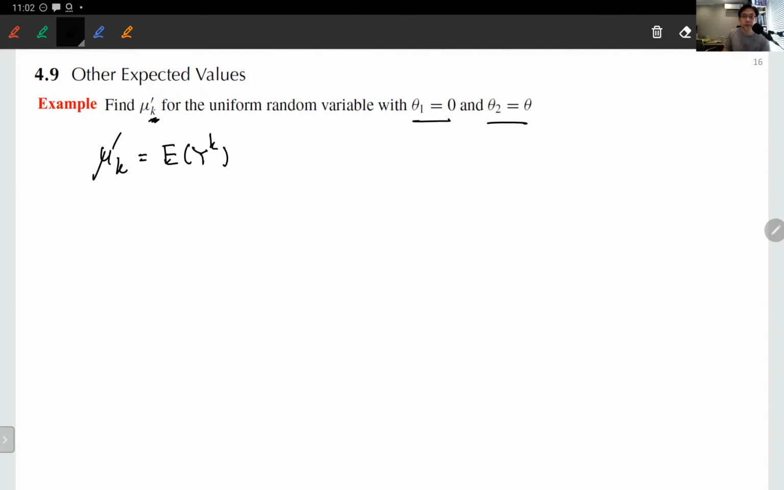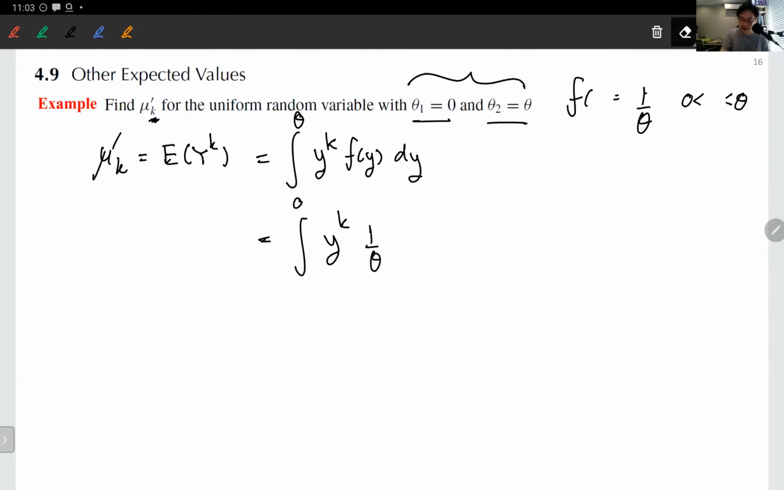Very good. Okay, y to the k. And of course, every time you compute this expected value, you take that y to the k into your integral, multiply by the distribution density function, and then do the integral everywhere. But everywhere for the uniform distribution is just between 0 and theta.